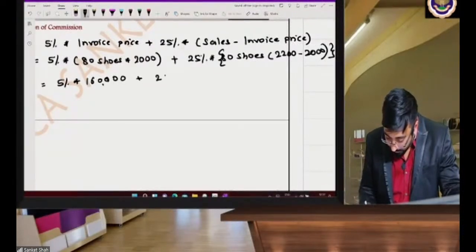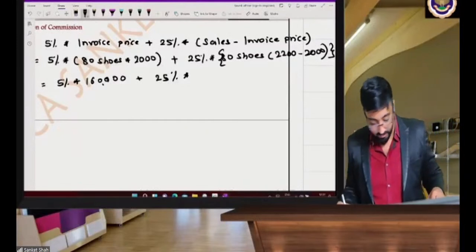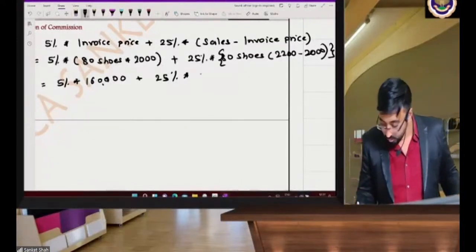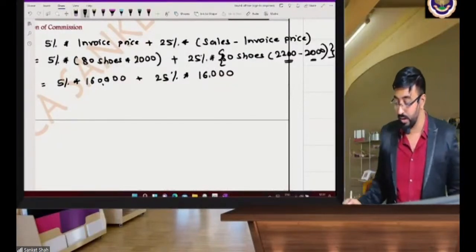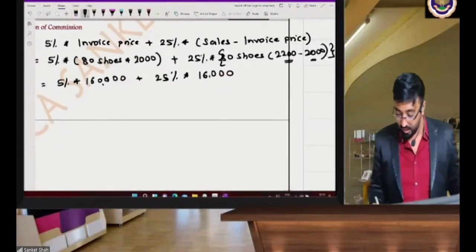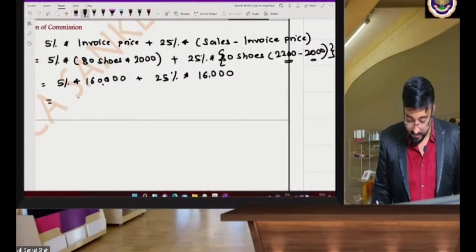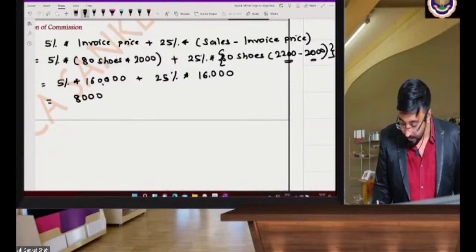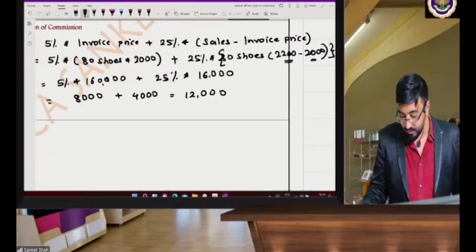And this is 25% into, so this is the excess amount, 80 into 200. So this is 16,000. 200 minus 2,000, 200 into 80 shoes, 16,000. And 5% of 1,60,000 will give you the answer of 8,000. And here it is 4,000. So commission is 12,000.